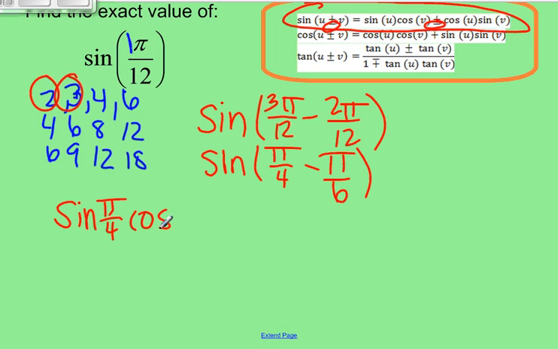cosine of pi over 6, minus cosine of pi over 4, sine of pi over 6. And then I evaluate those.